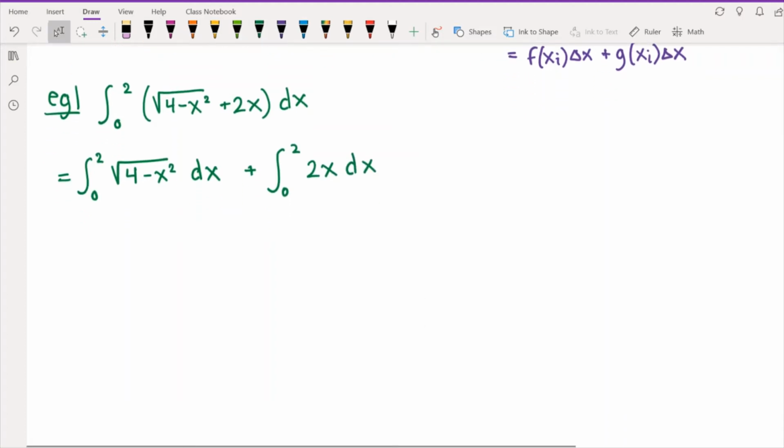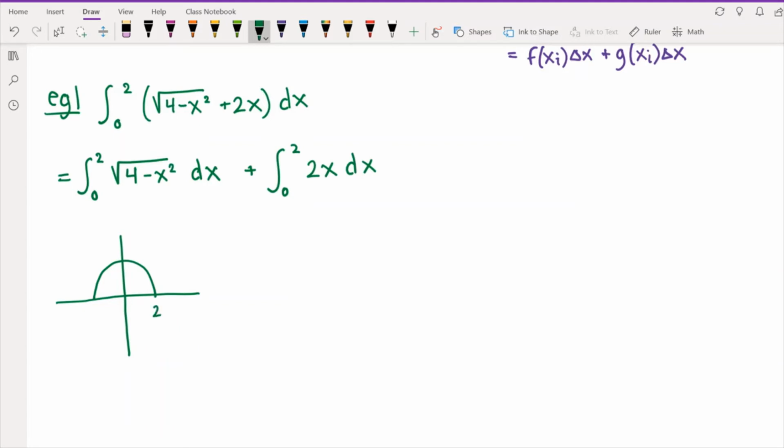Well, the first integral, square root of 4 minus x squared, we talked about this a couple of videos ago, how that is a semicircle. And semicircles are something that you're going to want to be familiar with in this class. If you have anything of the form square root of some number minus x squared, it's a semicircle. And specifically, this is a semicircle with a radius of 2. And so it's going to look like this. And so we're looking for this area here.